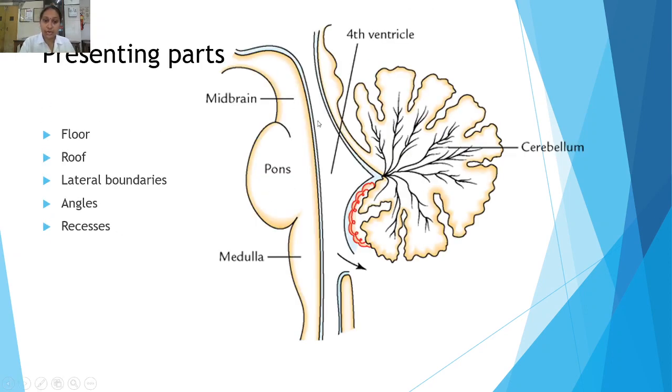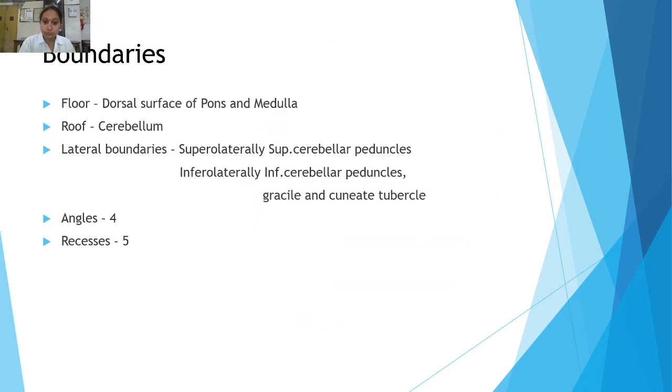This is the superior angle. At this level, it communicates with the aqueduct of Sylvius. The inferior angle communicates with the central canal of the closed part of the medulla oblongata. Two lateral angles are continuous with the lateral recesses. We'll see each part one by one.